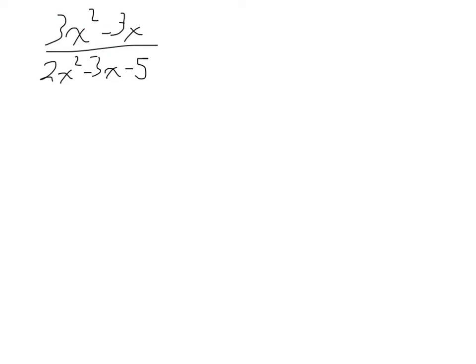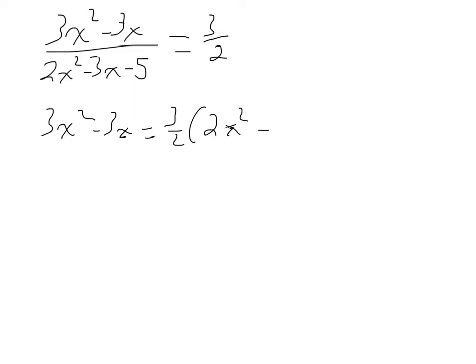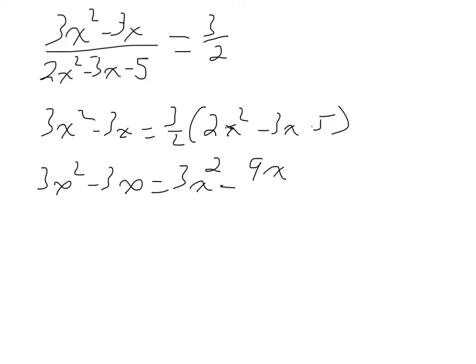What we should also do is set the function equal to our horizontal asymptote to see if it's going to cross anywhere. Well, I have 3x squared minus 3x equals 3 halves times the denominator, because we just simply cross multiply. So I have 3x squared minus 3x equals 3x squared minus 9x over 2, and that's minus 15 halves.